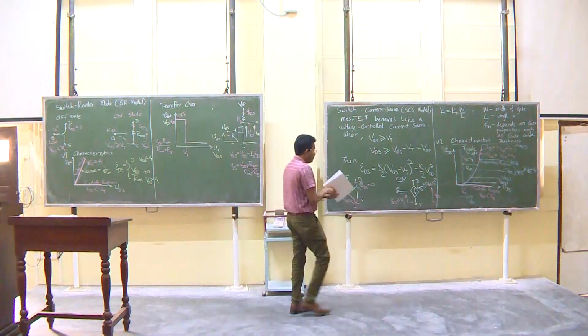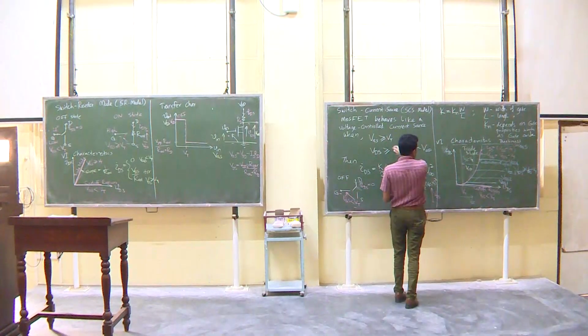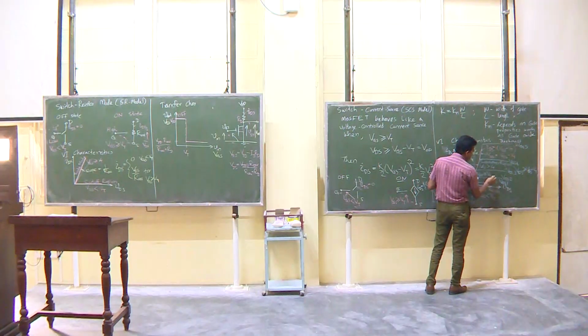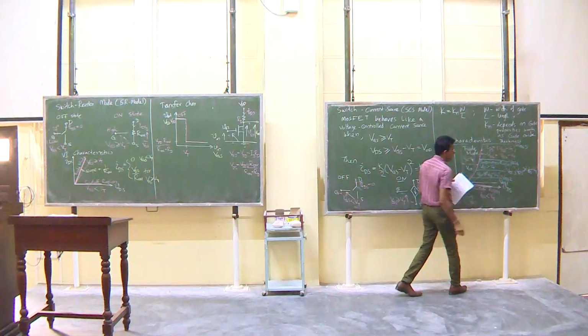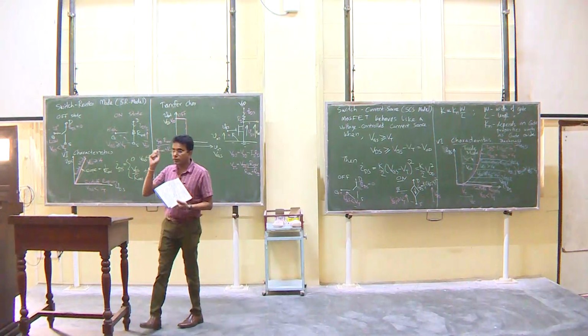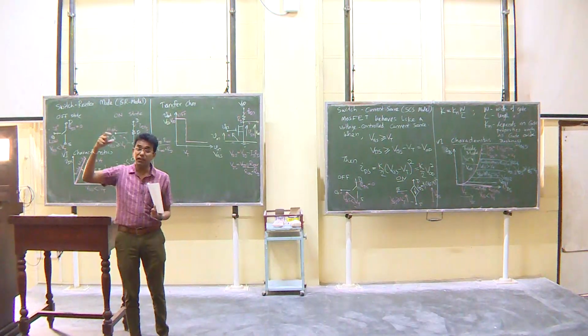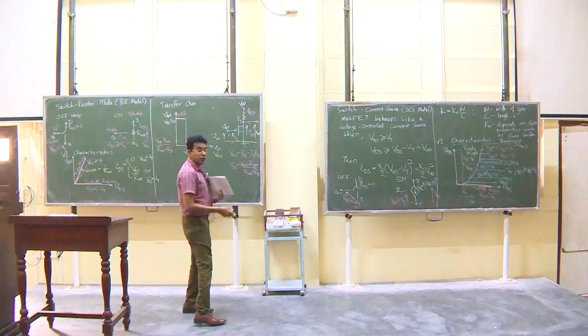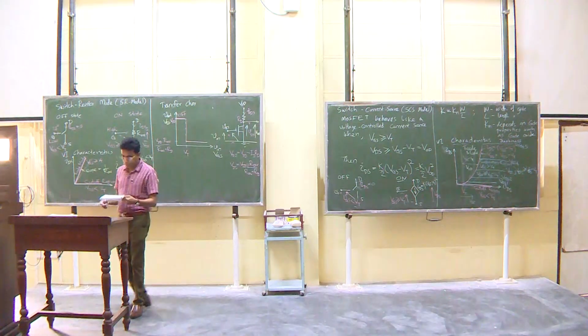In the saturation region, both these conditions have to be satisfied. That is, VGS has to be greater than VT, and VDS has to be greater than or equal to VGS minus VT. That is the overdrive. Drain to source voltage has to be more than the overdrive voltage. Then only it will operate in the saturation region.